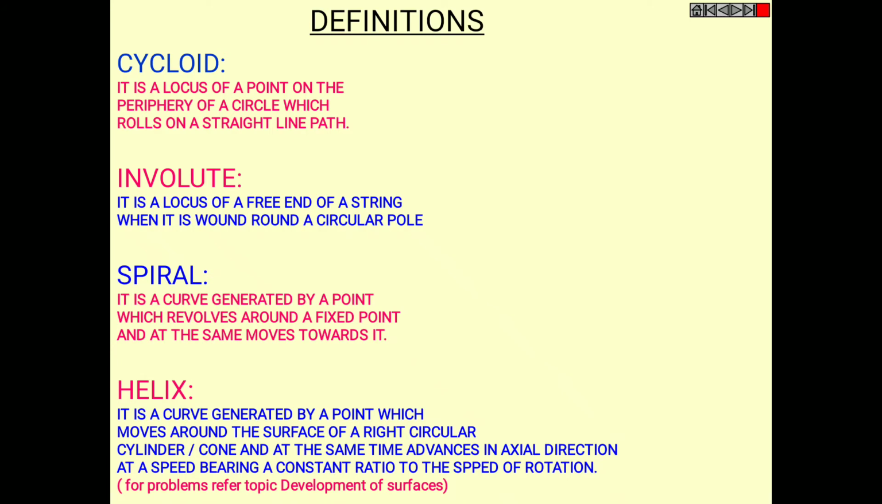Before that, we will just know about the definition of a cycloid. It is the locus of a point on the periphery of a circle which rolls on a straight line path.